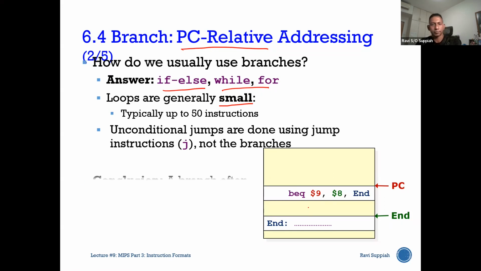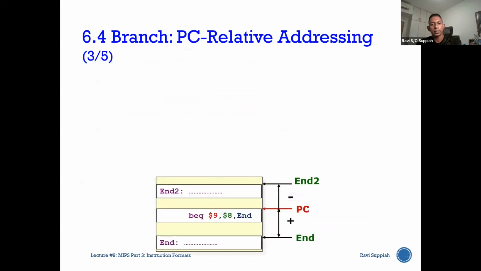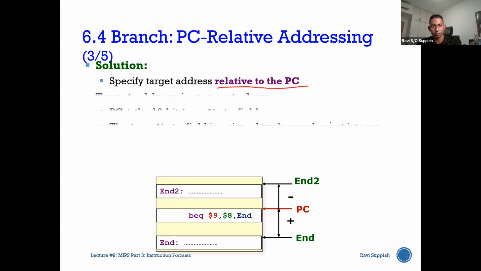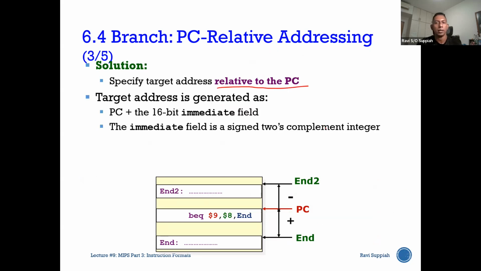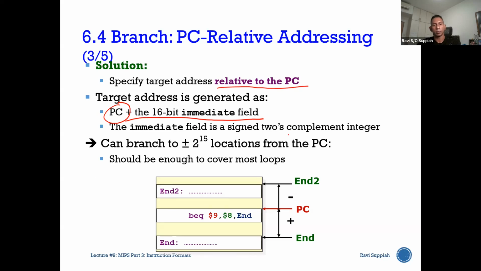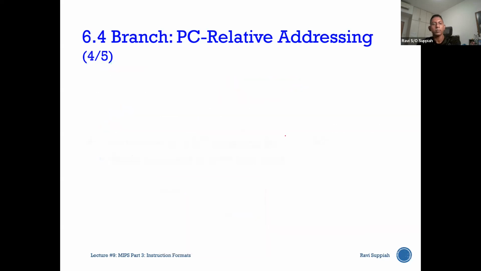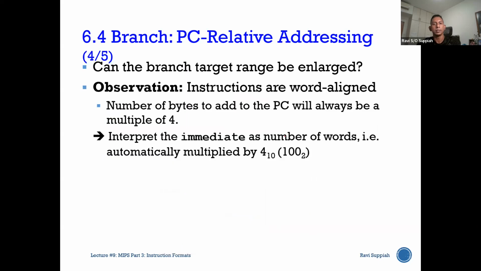Okay, where I currently am. So that means that what you will do is you will specify a target address that is relative to where I currently am. It basically will take the current PC value and add it with the 16-bit immediate field to specify the new address location that I want to jump to. All right, so let's look at an example here.